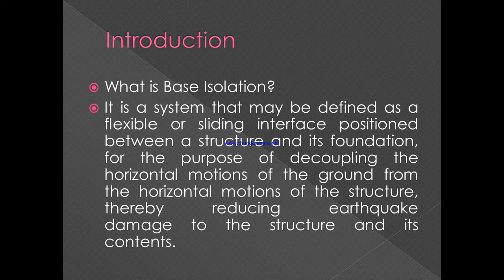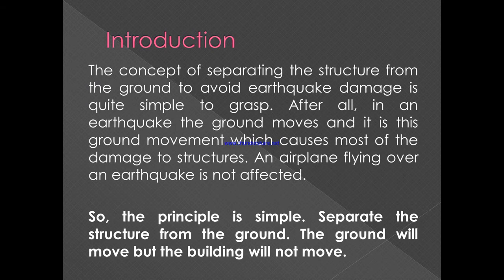thereby reducing the earthquake damages to the structures. The concept of separating the structure from the ground to avoid earthquake damage is quite simple to grasp. After all, in an earthquake the ground moves, and it is the ground movement which causes most of the damage to the structures. An airplane flying over an earthquake is not affected. So the principle is simple: separate the structure from the ground and the ground will move but the building will not move. This is the basic principle of base isolation.